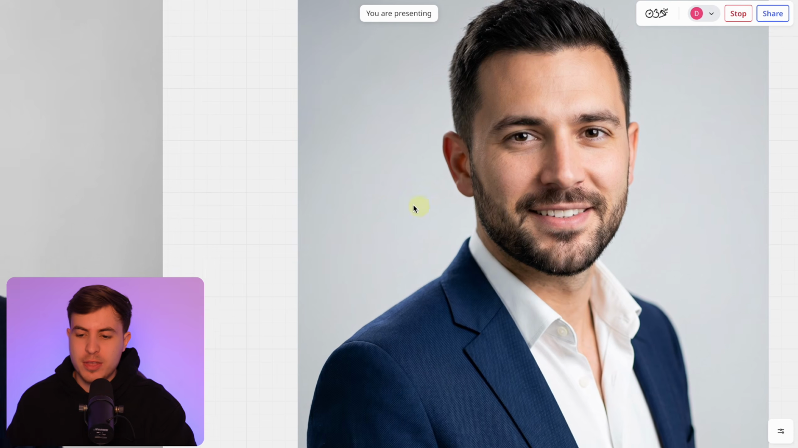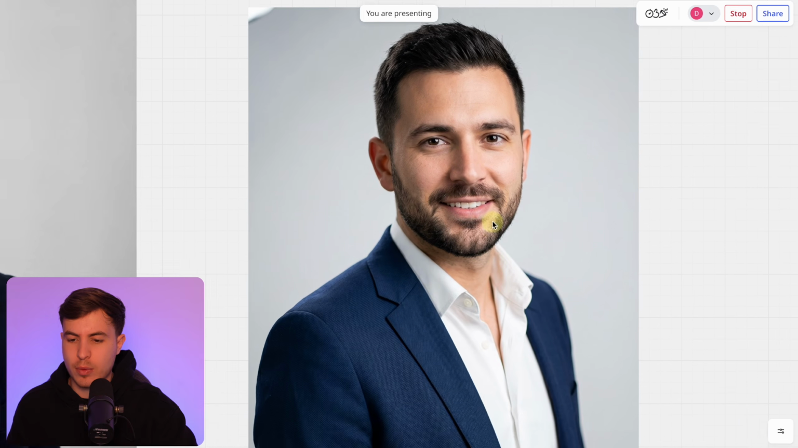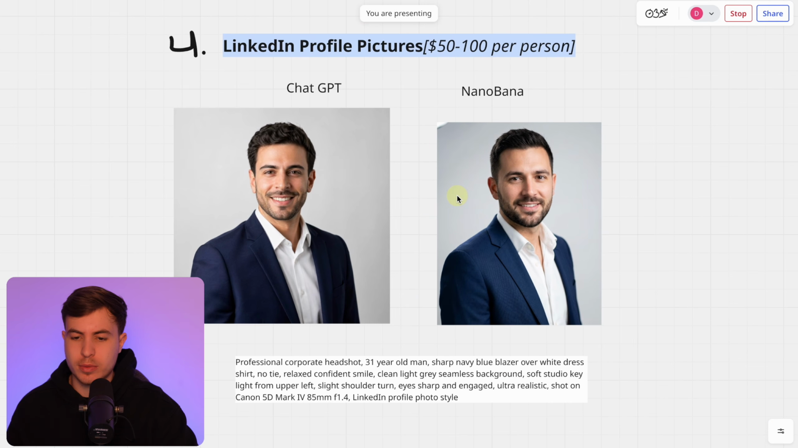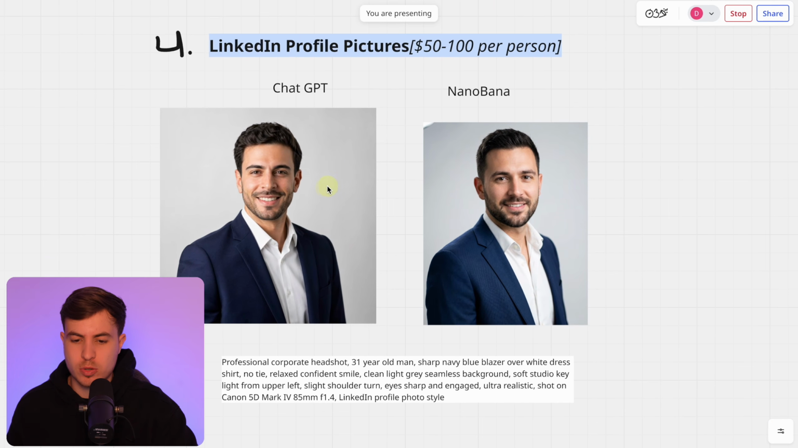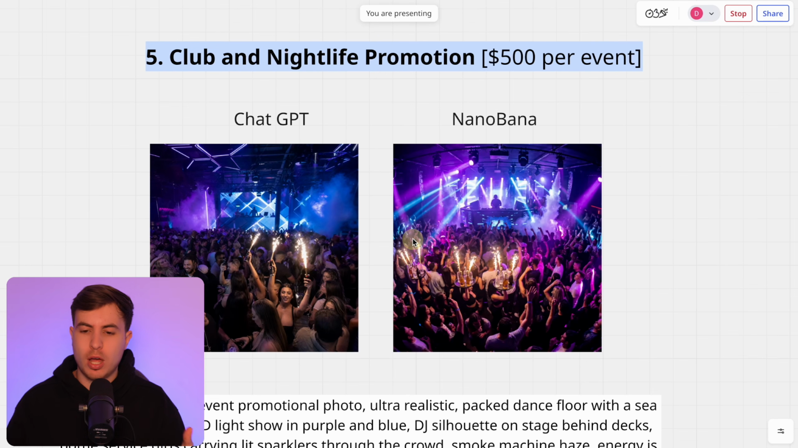And I think if we look here, this one was a bit closer. If we actually zoom in, I think it actually still kind of looks like AI, whereas Nano Banana may have actually won on this one. I don't know. You guys let me know down in the comments, but I think this image generation was probably the weakest for ChatGPT. The next one that I thought of was club and nightlife promotion.